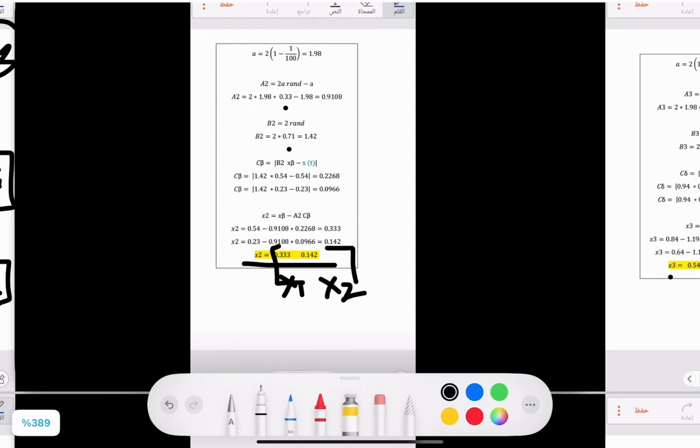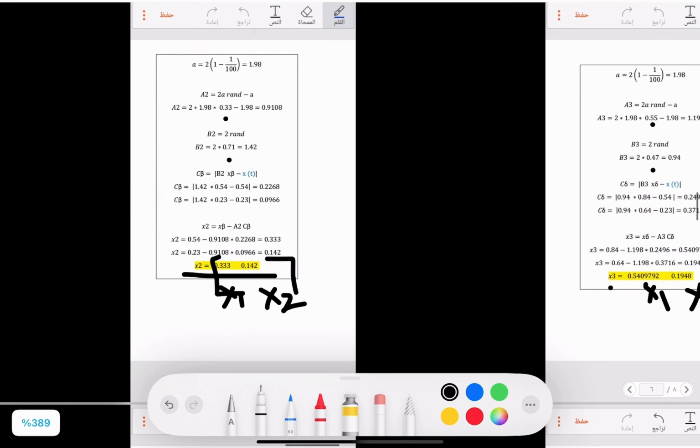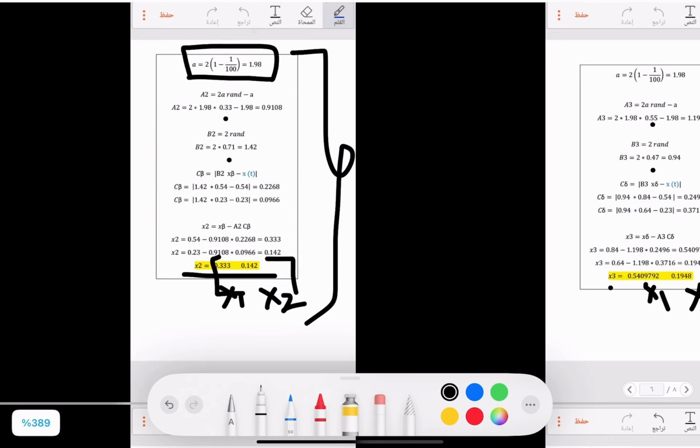Moving on to the next part, we need to find the answer for x2. Similarly, we're going through the same calculations. As we can see, a is not changing for the same iteration. For a random variable, it's 0.33 here, it's 0.71 here. So we are changing the random variables continuously in all the calculations. Replacing x beta values over here, we can see that x1 of x beta is 0.54 and 0.23 for x2 of x beta. Then we're getting the final solution for x2 here.